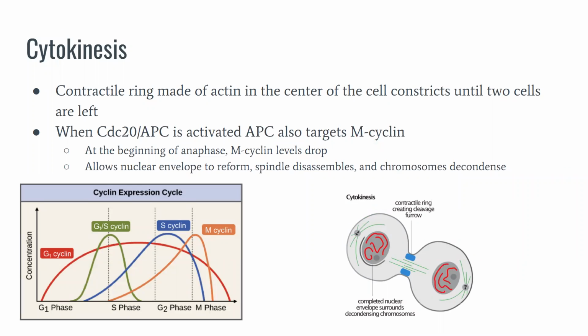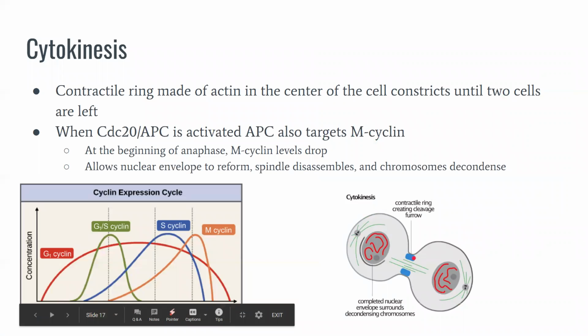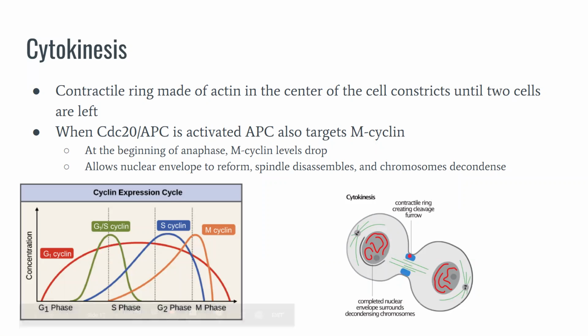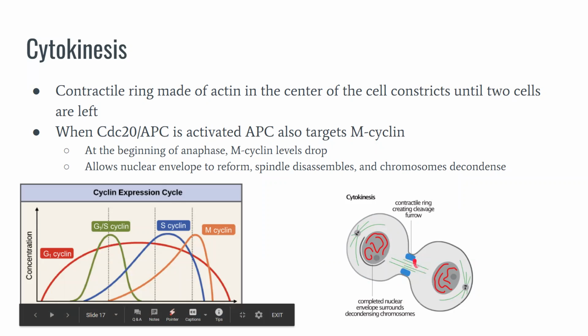And finally, cytokinesis and telophase, pretty much, is just the separation of the cell into the two daughter cells. There's this contractile ring. Yeah, so this is the contractile ring. It's made of actin and it's in the center of the cell. What happens is it constricts and creates a furrow, this cleavage furrow. And then it keeps going until these two cells separate.